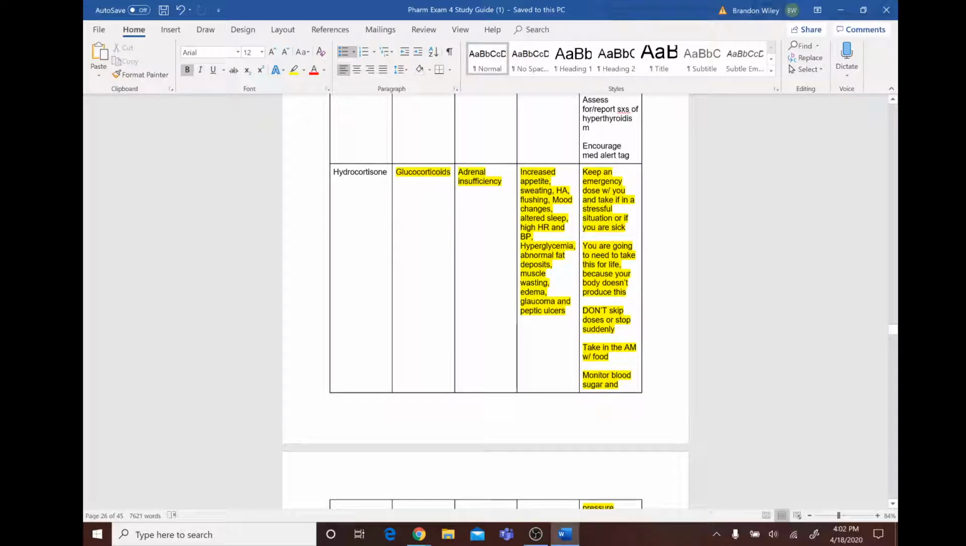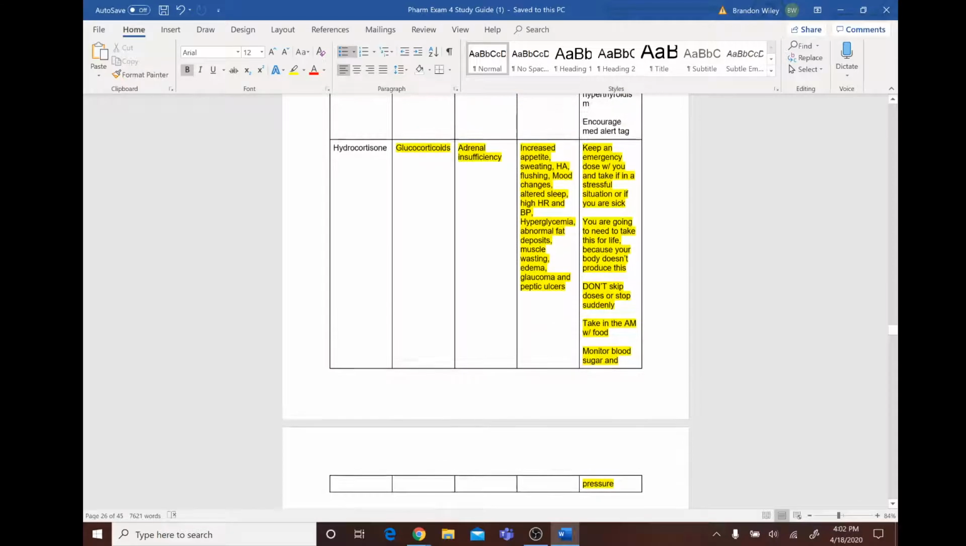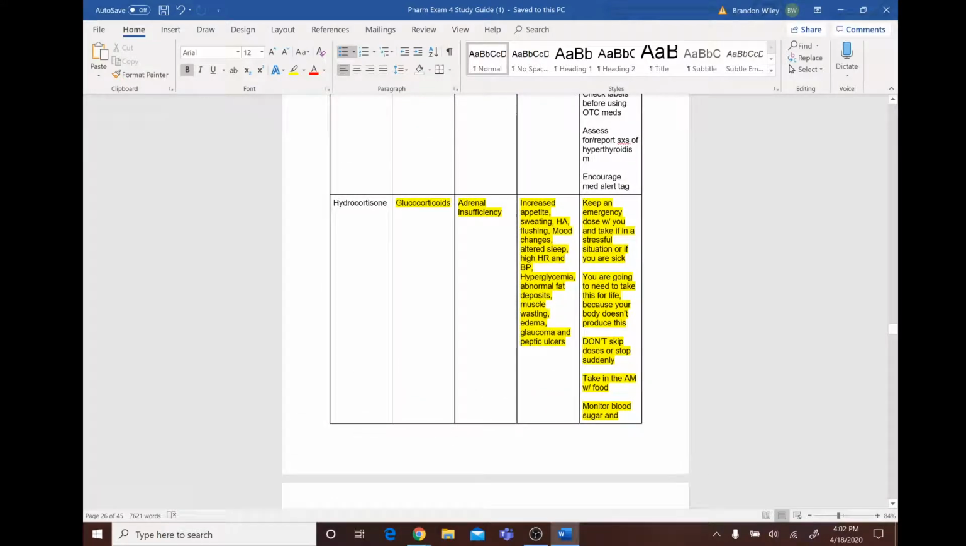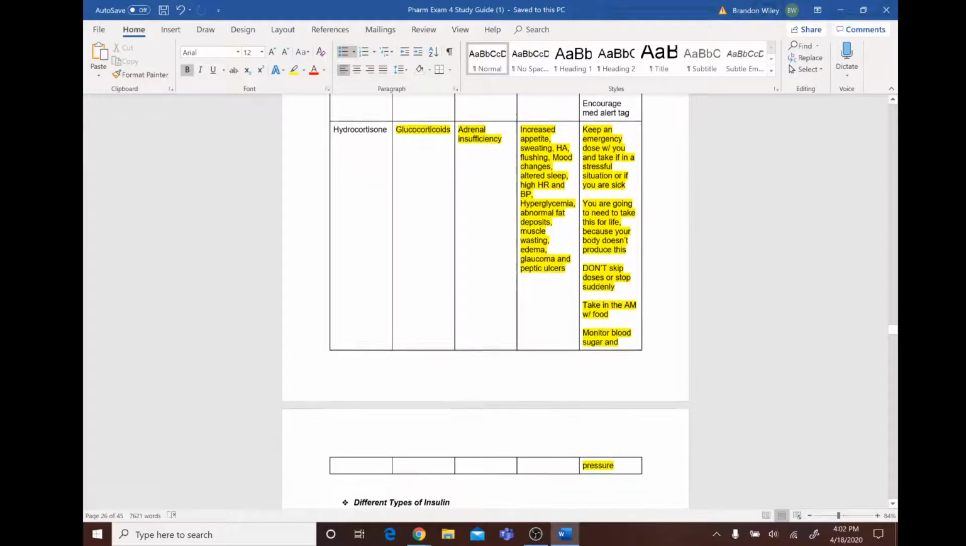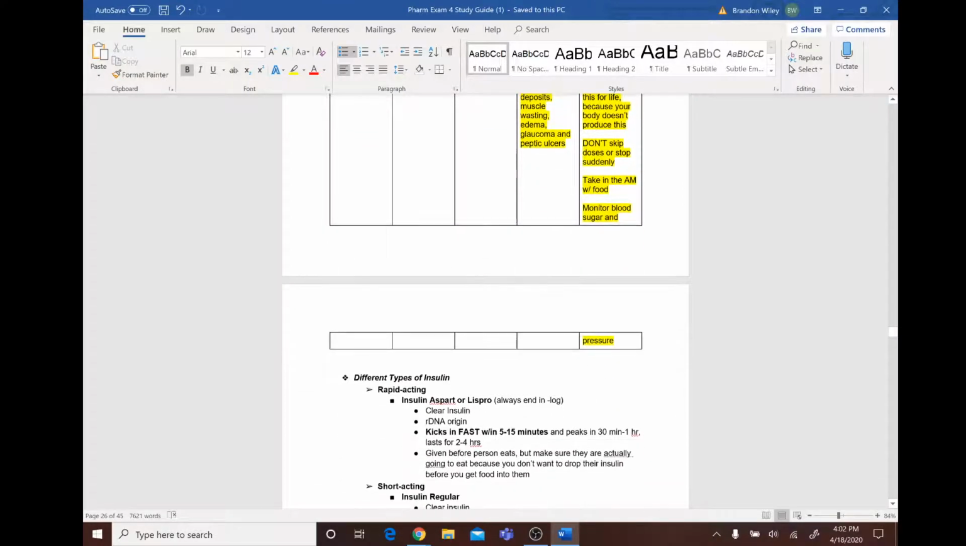What are the nursing considerations of hydrocortisone? Keep an emergency dose with you if you need to take it in a stressful situation. If you are sick, you need to take it for life. Don't skip doses or stop suddenly. Take in the morning with food. Monitor your blood sugar and pressure.